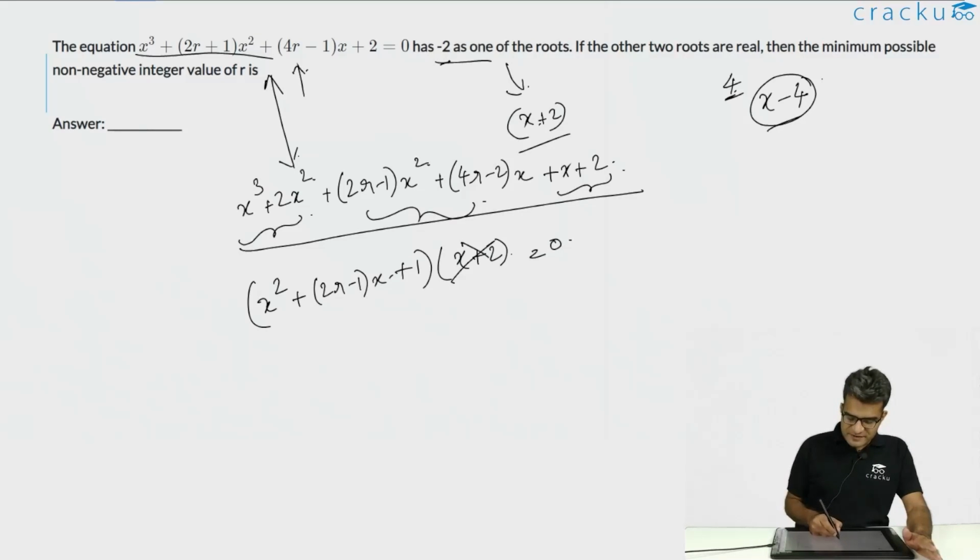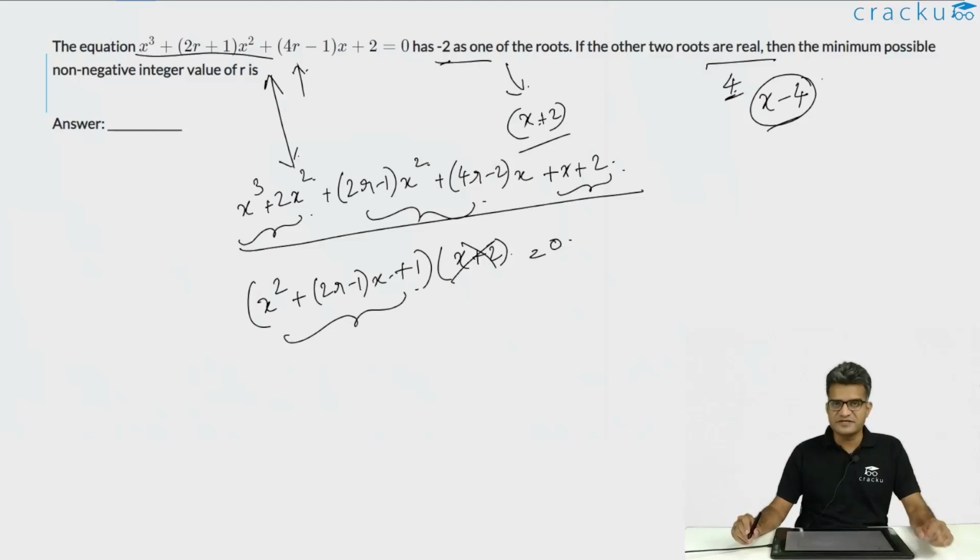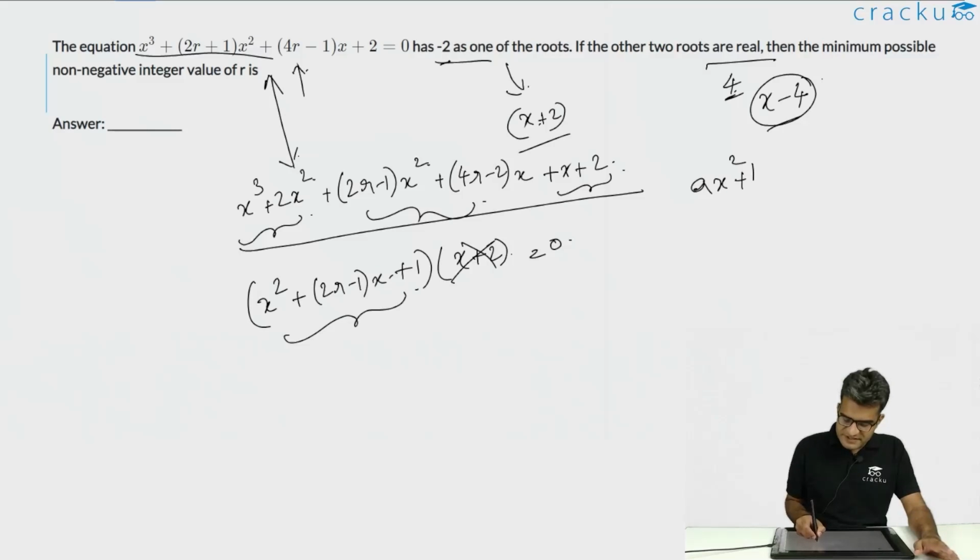We already know that x plus 2 is a factor because minus 2 is a root of the given polynomial. We are told that the other two roots are real. This would imply that the roots of this given quadratic equation are real. If the roots of any given quadratic equation, which is of the form ax square plus bx plus c equal to 0, are real, it would imply that the discriminant, which is equal to b square minus 4ac, has to be greater than or equal to 0.